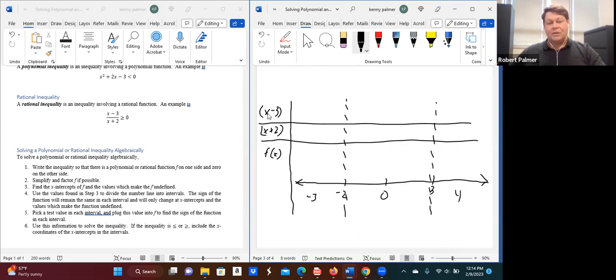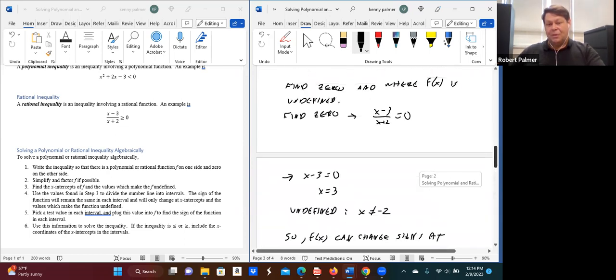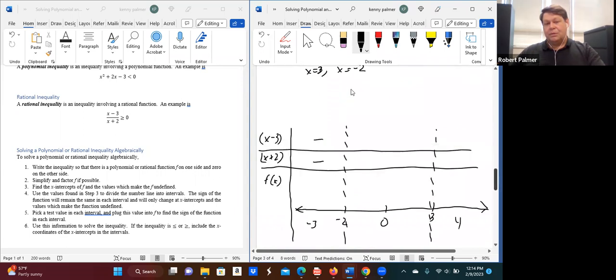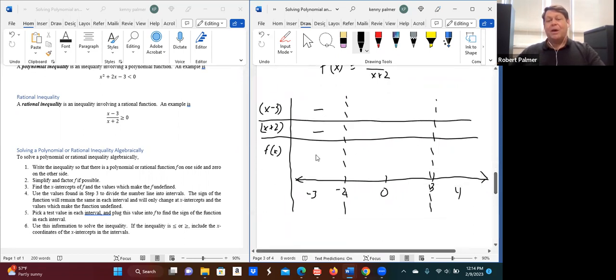Now, if I plug -3 in for x here, that'd be -6, which is negative. If I plug -3 in for x in this one, -3 plus 2 is -1. It's still negative. And so we know that that function, f of x, remember we defined as x minus 3 over x plus 2. Let me write that again up here so we don't have to move up the screen to see it. So negative divided by negative, of course, is positive.